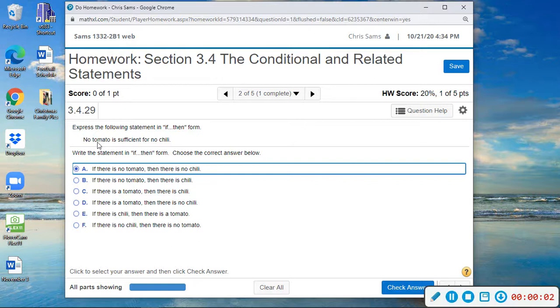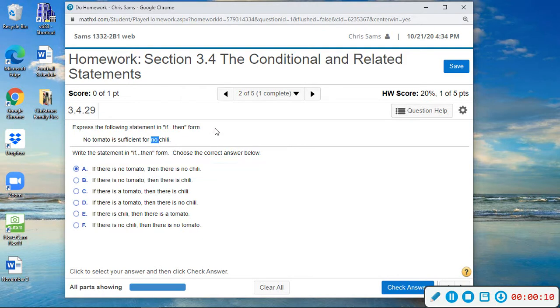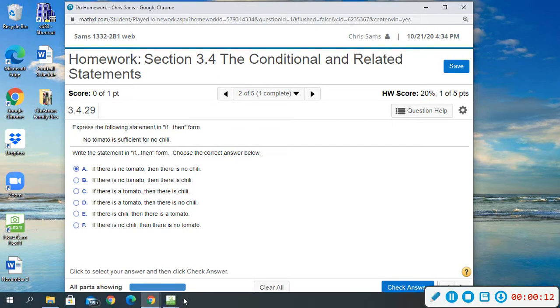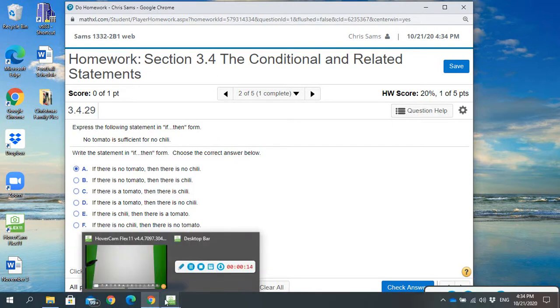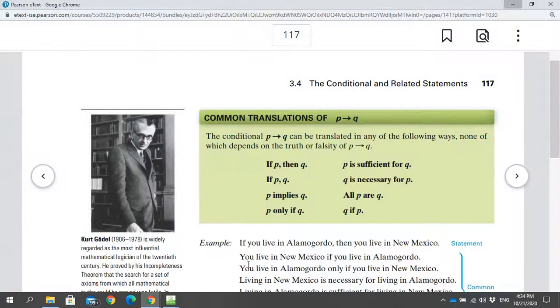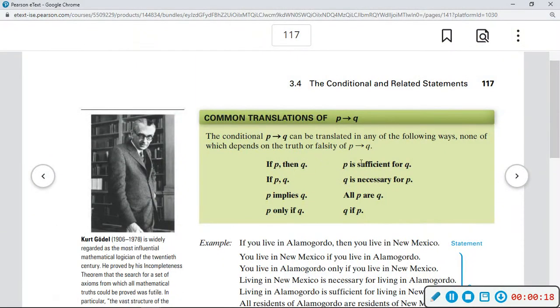All right, number 2, no tomato is sufficient for no chili. We're going to write it in the if-then form. No tomato is sufficient for no chili. And also, I wanted to pull up the text and show you the table that talks about those.